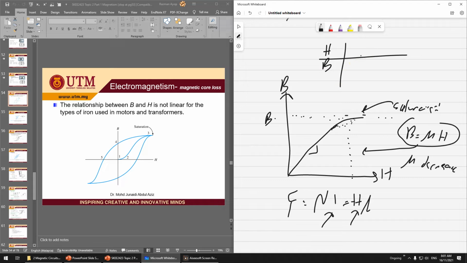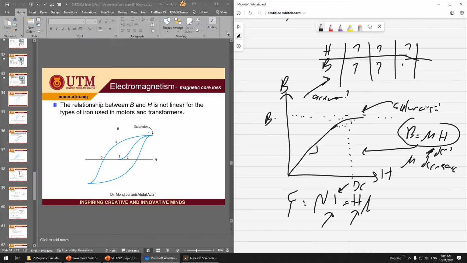you have certain data, so make sure you plot it. If they give points like this, you have to plot it because it is not linear anymore. So this is the actual or practical data of the B-H curve. This is ideal. If you already understand this, you can see here that I is DC, which means the current is just constant.